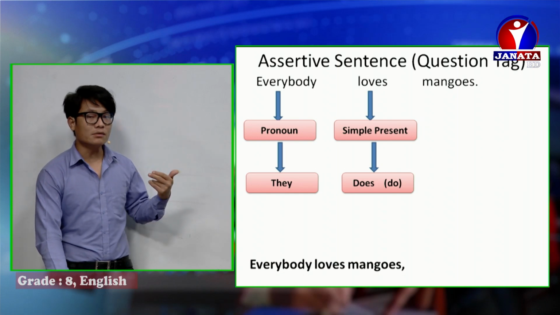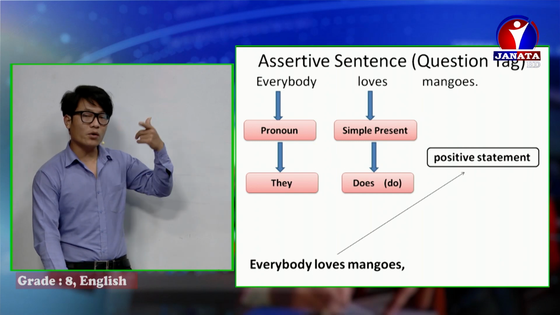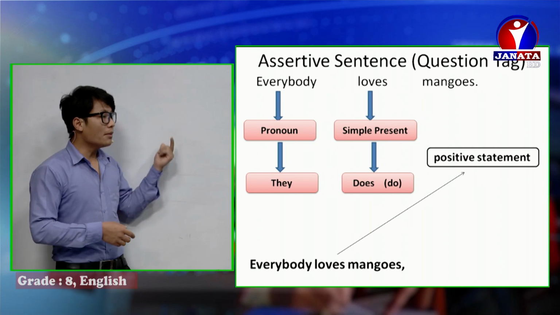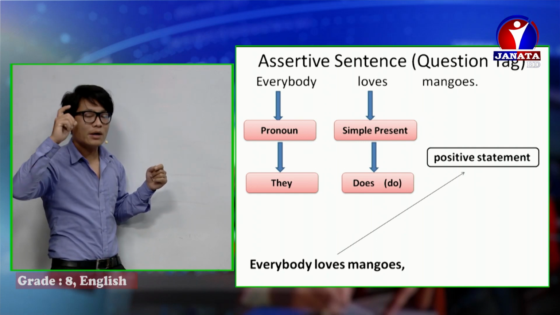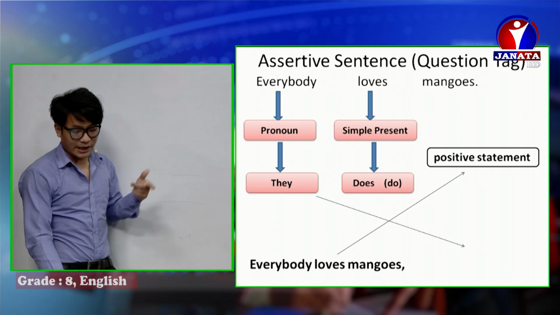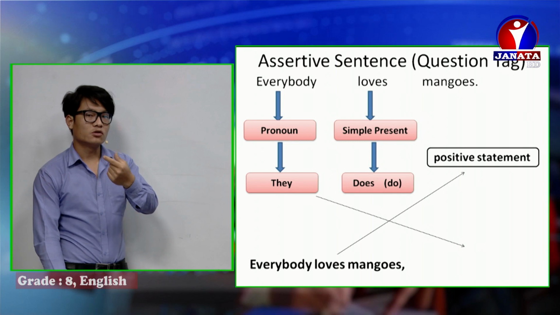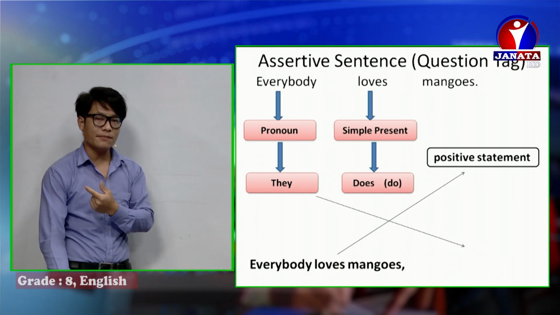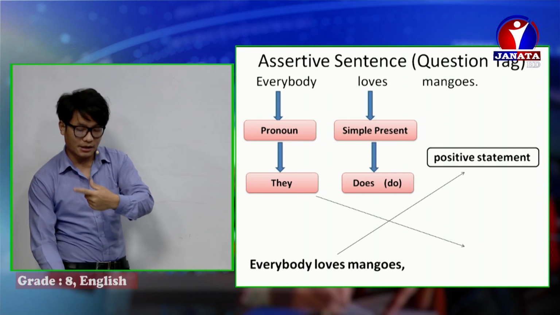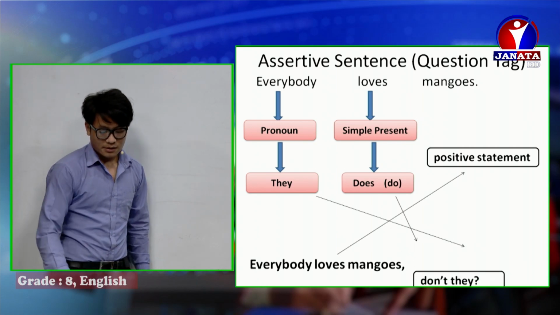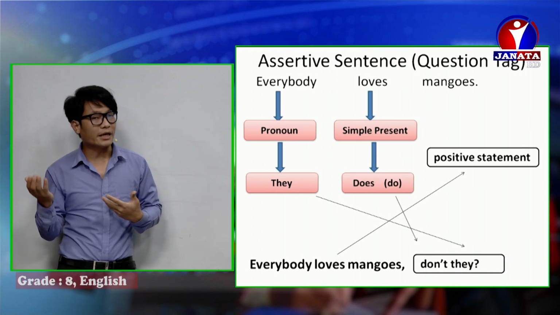Everybody loves mango. This is a positive statement, and now the question tag should be negative. So everybody, this subject, changes into the pronoun they, and they take which auxiliary verb, do or does? Obviously they take the do auxiliary verb. As this is a positive statement, the question tag should be negative. That's why we write don't they. Everybody loves mango, don't they.